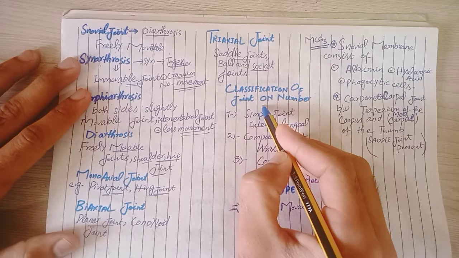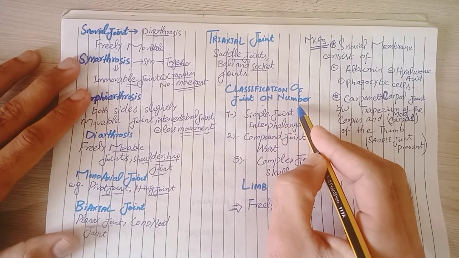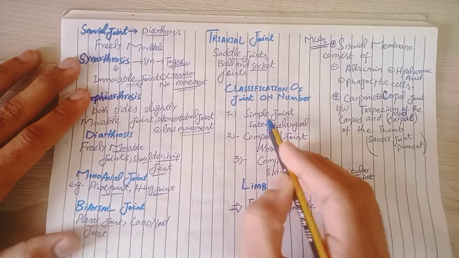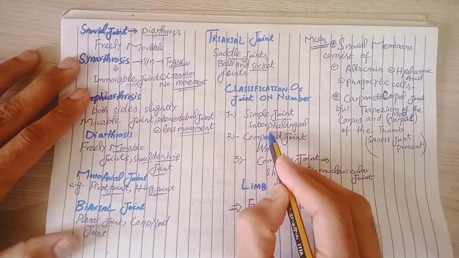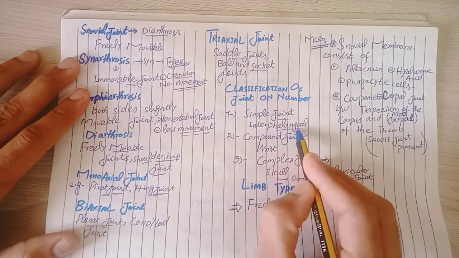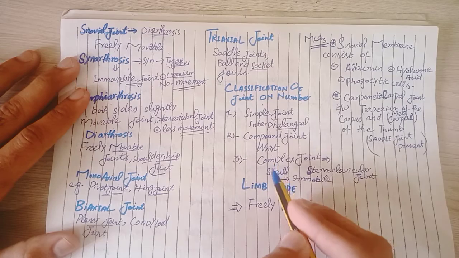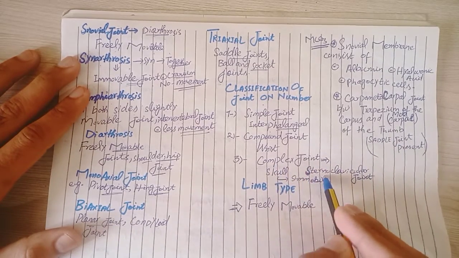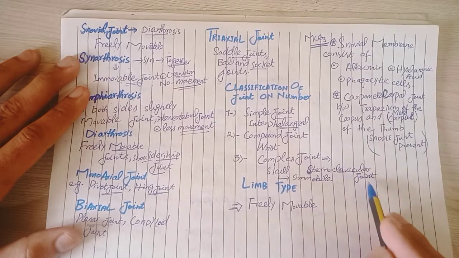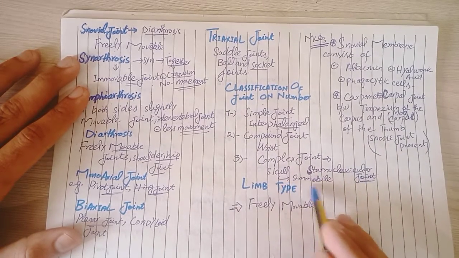Classification of joints on the basis of lumen. Three types on the basis of lumen. First type is simple joint. Simple joint present in interphalangeal. Compound joint present in wrist. Complex joint present in sternoclavicular joints. Joint present in skull are immovable.